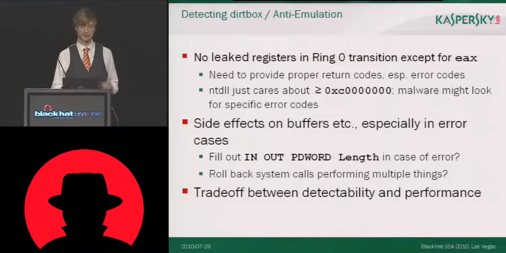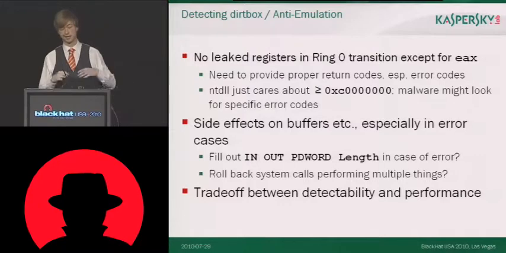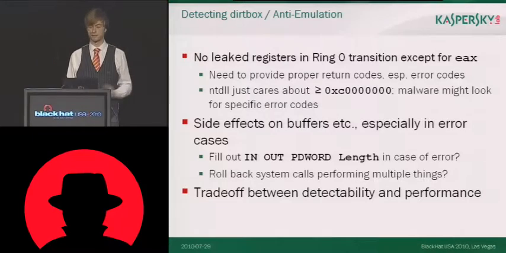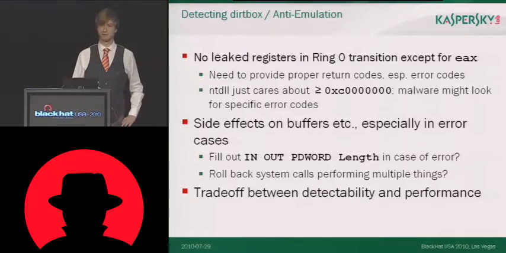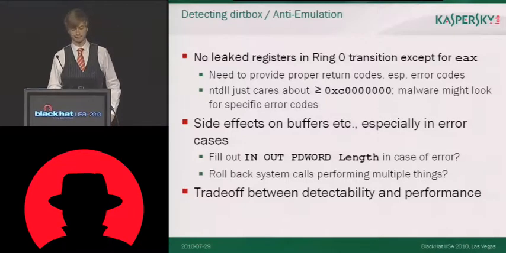And of course, there's side effects on memory buffers that are modified by system calls, again, especially in the error case. For example, you have a lot of APIs that have a parameter that is the address to a length double word, which is filled with the length of the output data the system call generated. So what does it do in a case of an error? Does it set this length that it would have generated? Well, it actually depends on where in the system call the error occurred.